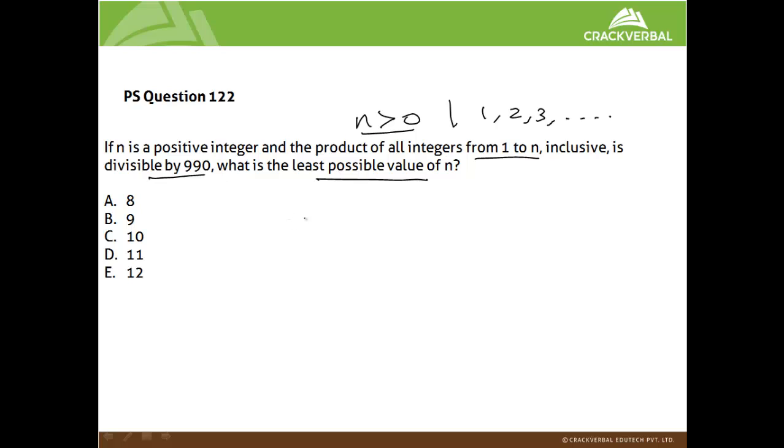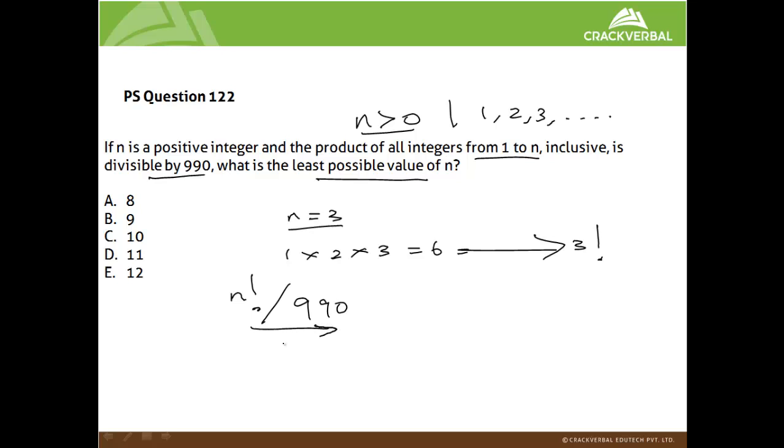So the product of all integers 1 to n, right? For example, if n is equal to 3, what does this mean? 1 into 2 into 3, which is equal to 6, which is nothing but 3 factorial. If n is equal to 4, 1 into 2 into 3 into 4, which is equal to 24, which is nothing but 4 factorial. So basically here the question is whether n factorial is divisible by 990.